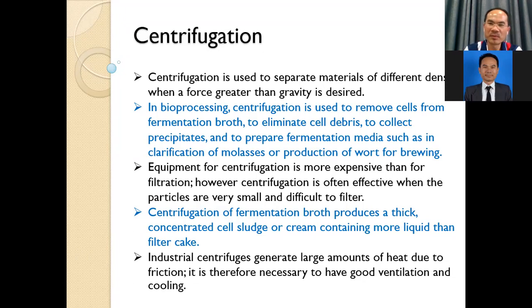The centrifuge is used to remove cells from fermentation broth and to eliminate cell debris. Cell debris means very small cell particles obtained from cell disruption or homogenization, which we will talk about in the next topic. We also use it to collect the precipitate. Precipitate is the solid obtained from precipitation, which we will talk about for the next 3 or 4 weeks.